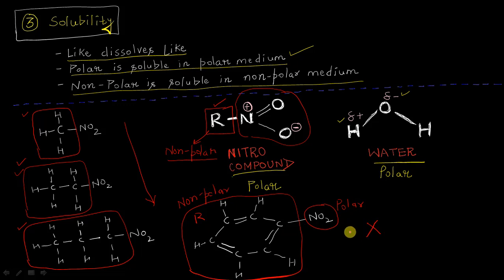So in the end, we can say the aliphatic type of nitro compounds are soluble in water, but to a lesser extent, and that depends upon the size of the R group. If the size of the R group is increasing, the solubility will tend to decrease. On the other hand, if we have an aromatic type of R group in a nitro compound, it will be totally insoluble in water.